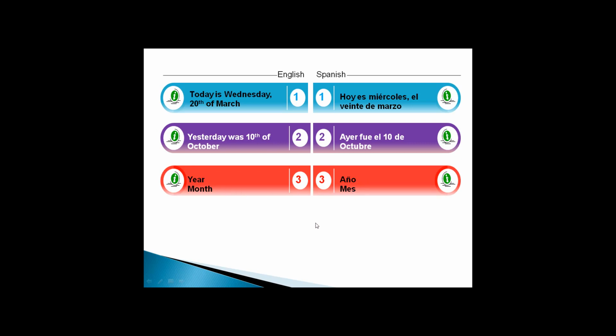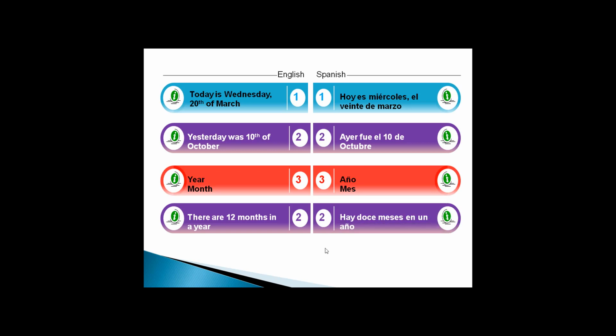Mes. So let's say you want to say there are 12 months in a year. So for there are, we know the word is hay. 12 from the numbers we know it is doce. And yes, the month we saw it's mes, and since it's a plural one and the word is neither ending with E nor with A, so we'll add ES to it and our sentence would be hay 12 meses en un año. There are 12 months in a year. Hay 12 meses en un año.